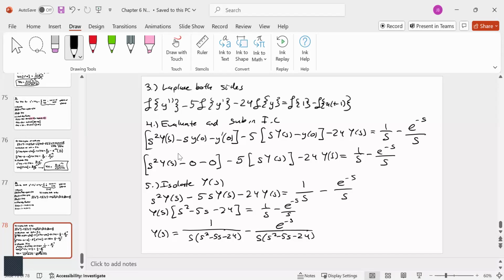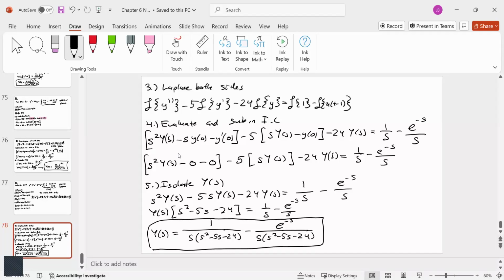But yeah, we've isolated it. So all we have to do now is take the inverse Laplace transformation. But we preemptively think to ourselves, if we know we're going to take the inverse Laplace, we're probably going to do partial fraction decomposition, unless, of course, you recognize that it's something else.